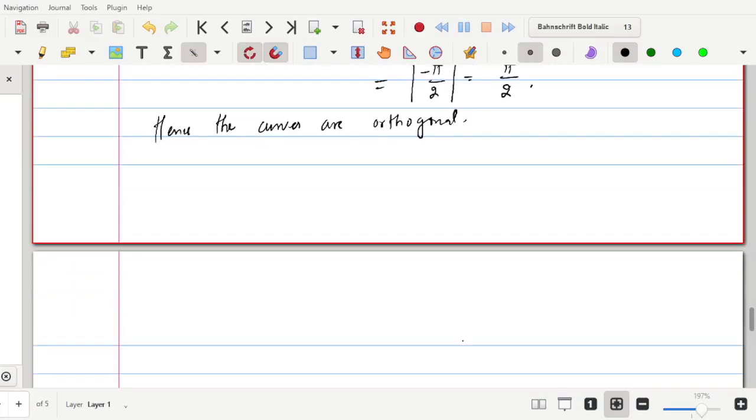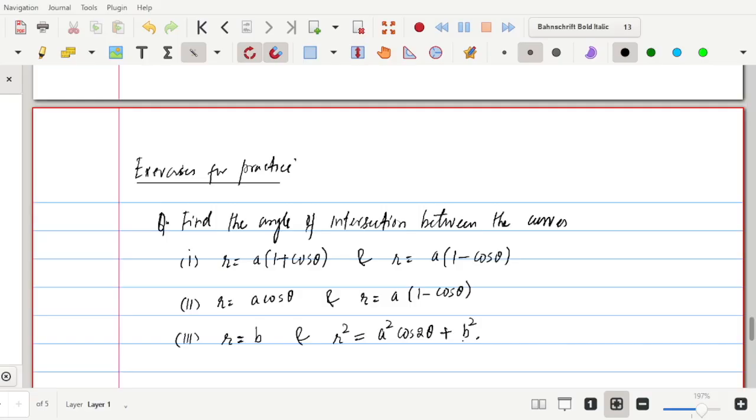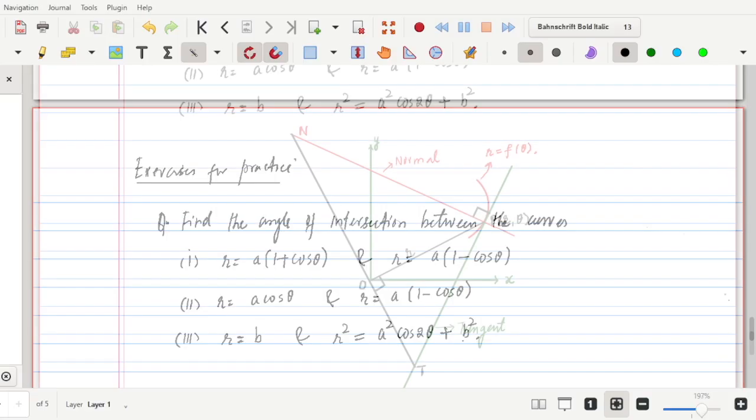Now finally here we leave a few exercises for practice purposes. These are the three exercises where we need to find the angle of intersection between the curves.